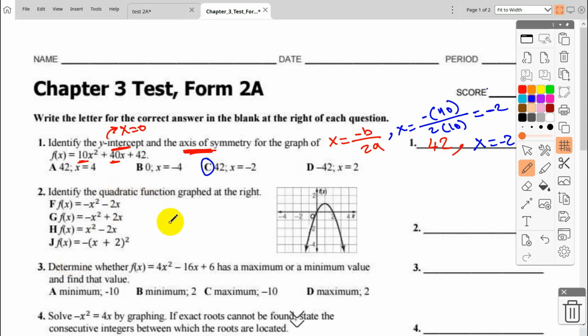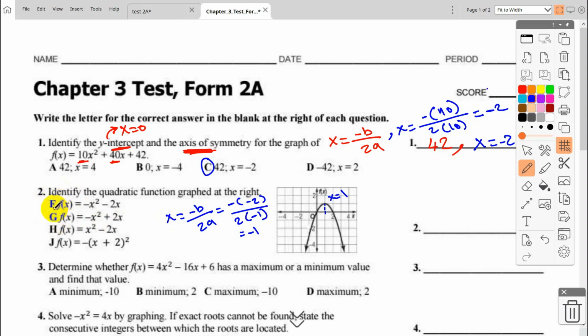Then I can find the x coordinate of the vertex, which is x equals negative b over 2a. For letter F, it will be negative, b is negative 2, over 2a, which is 2 times negative 1, so 2 over negative 2, it will be negative 1. And this is not correct. Here the x coordinate of the vertex is x equals 1.